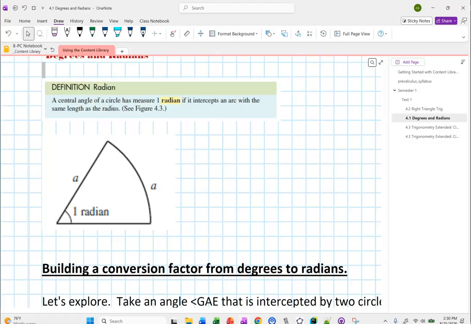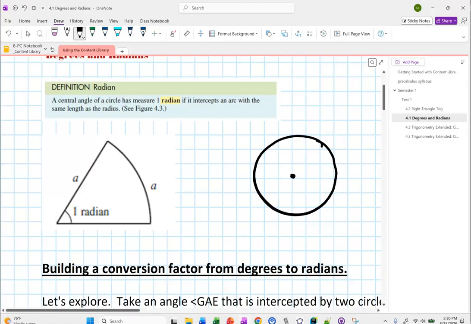So if we have a circle, and the circle has a center, a central angle is any angle whose vertex is at the center of the circle. Everybody's okay with that?